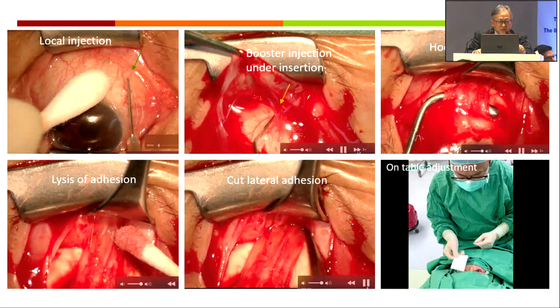And during the operation, we will first give a local injection in the subtenon space and then dissect the inferior muscle. And do remember to give a booster injection of local anesthetic agent into the soft tissue under the insertion site with a blunted needle. And hook the rectus muscle gently to prevent discomfort, and lyse the adhesion between the muscle and the lower lid. And then cut the lateral adhesion as well, and then we will do the on-table adjustment.